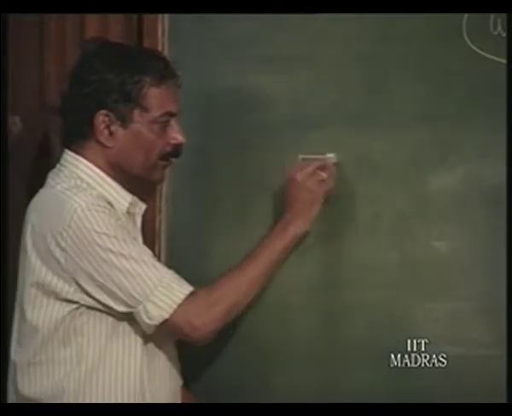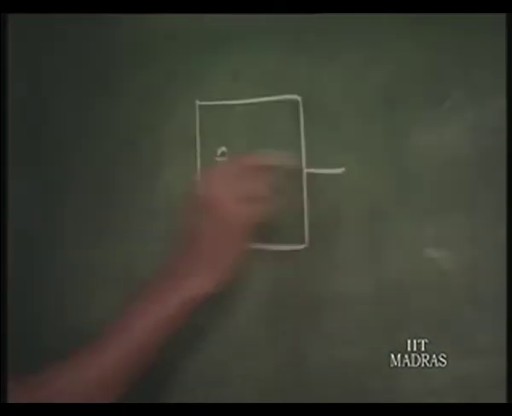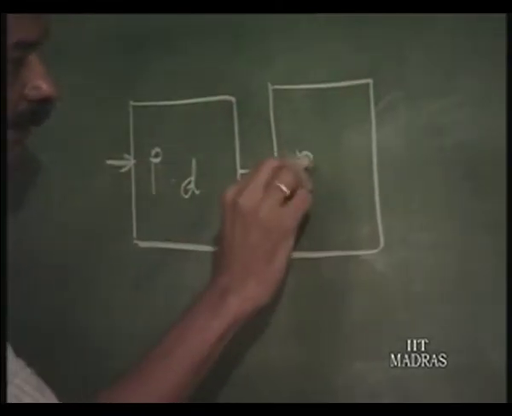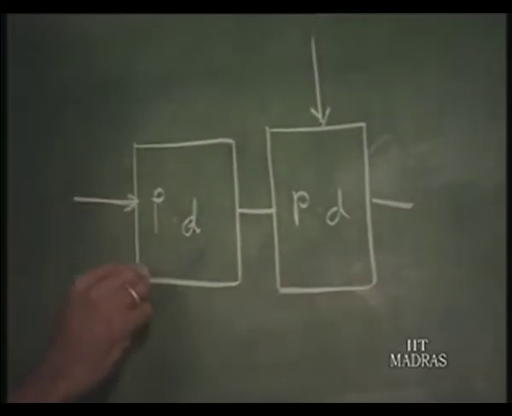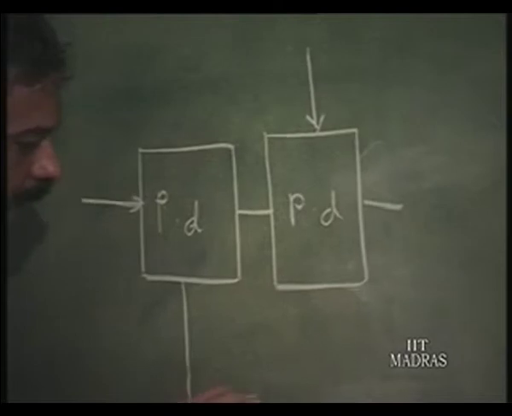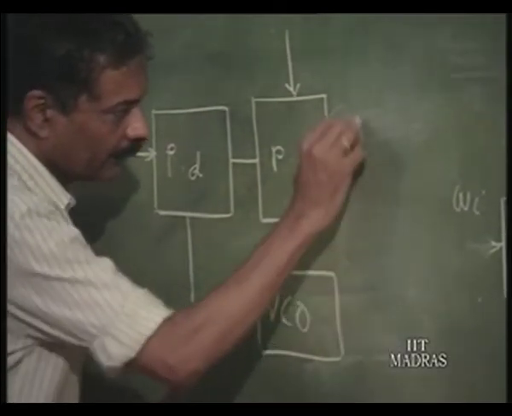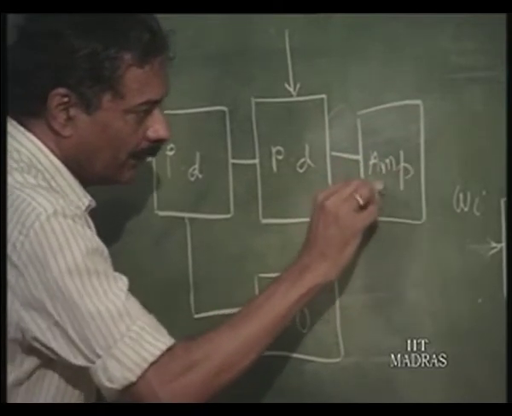That is done by using two multipliers. These phase detectors are all multipliers, please remember that, within the phase lock loop. This is the VCO, this is going to be the amplifier plus low pass filter.